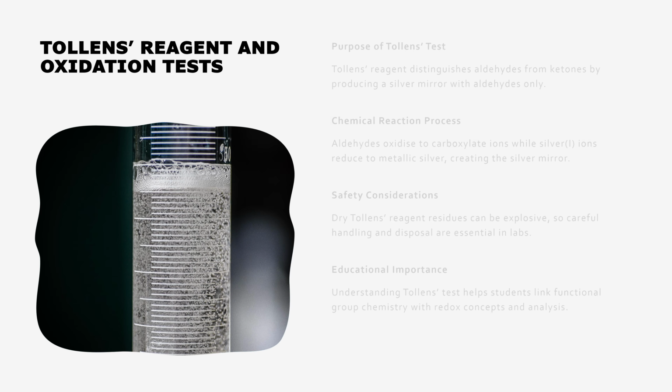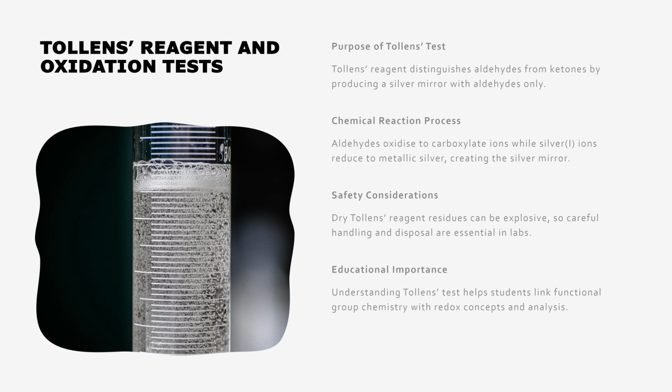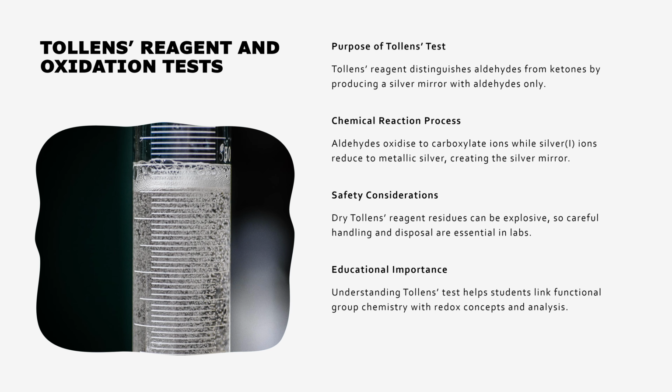Tollens' reagent is an important qualitative test used to distinguish aldehydes from ketones. When an aldehyde is warmed with Tollens' reagent, it is oxidized to a carboxylate ion, while the silver ions in the reagent are reduced to metallic silver. This forms the characteristic silver mirror on the inside of the test tube. Ketones do not react, producing no visible change.